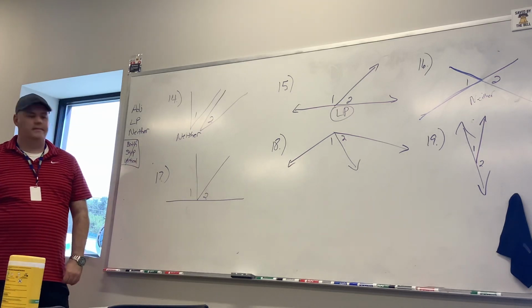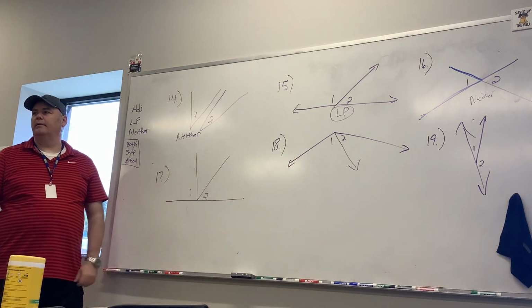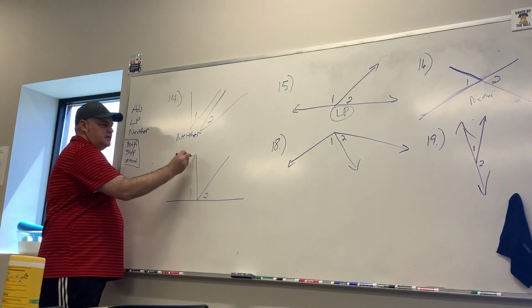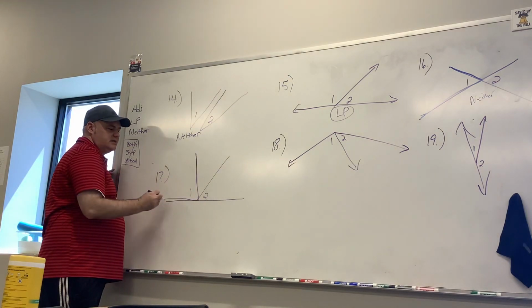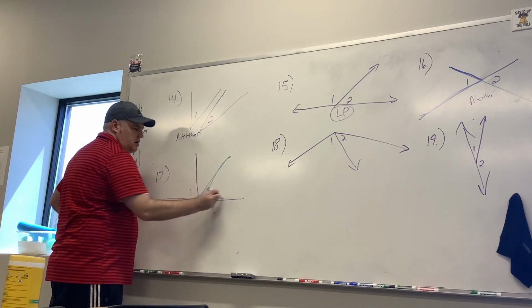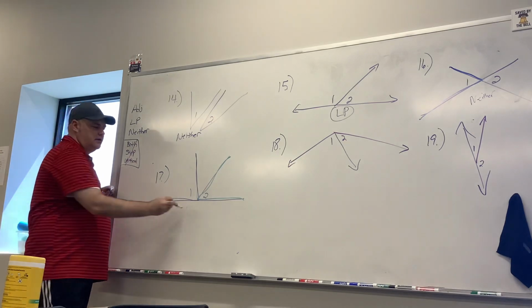Linear pair. Okay, but can you have a gap? Oh, so that would be adjacent. Okay, well let's see. Here's angle 1, that's its sides. Here's angle 2, do they share? No, so they're neither.